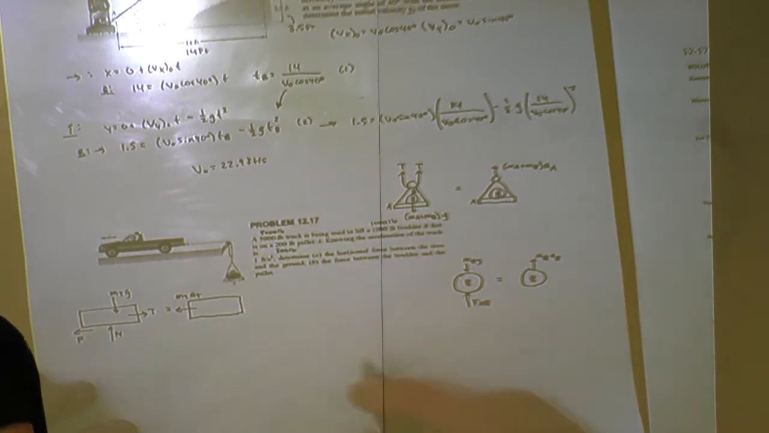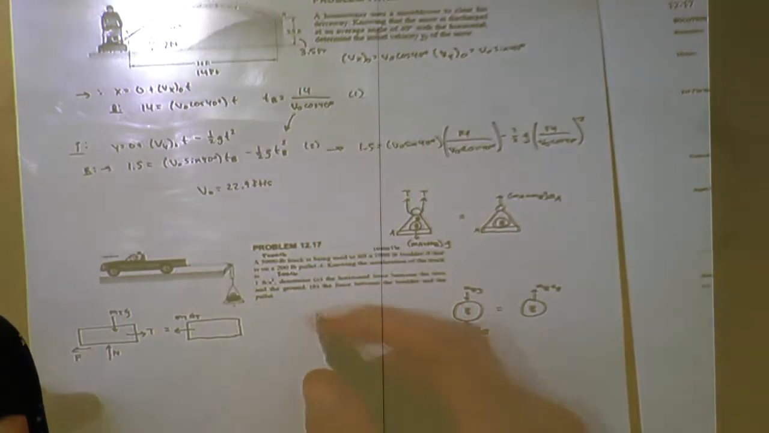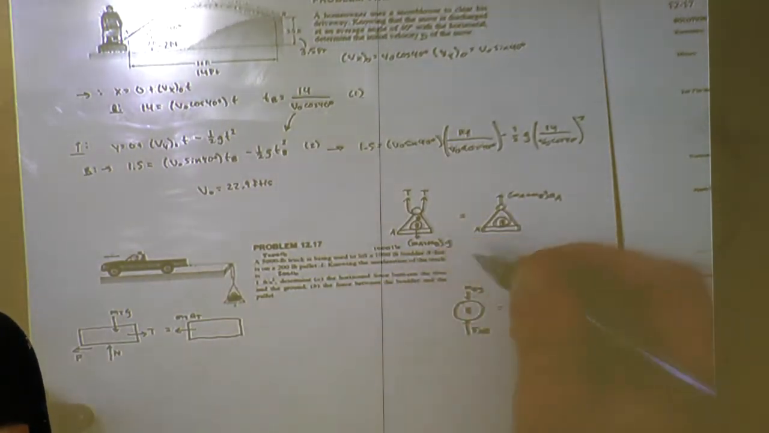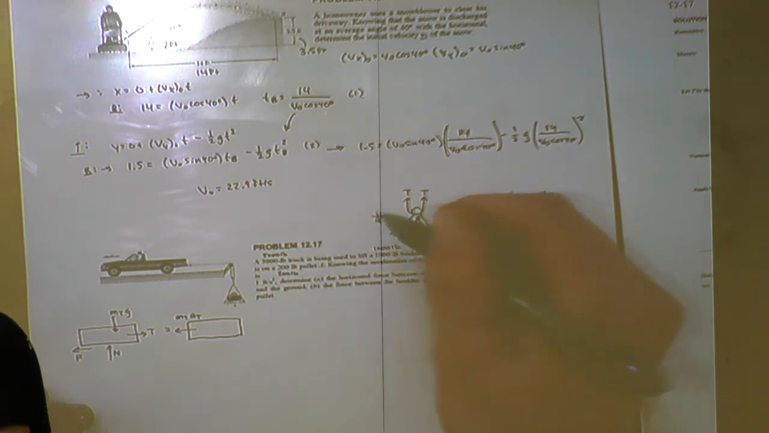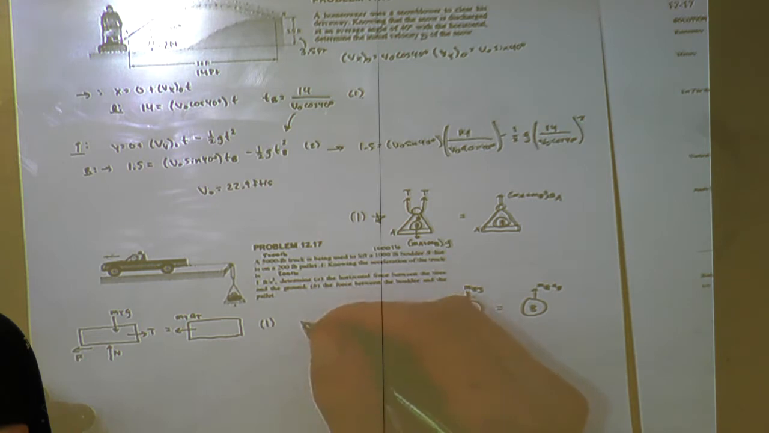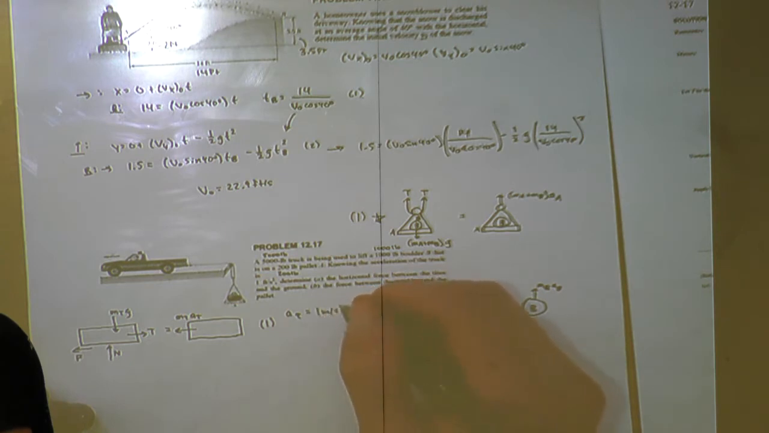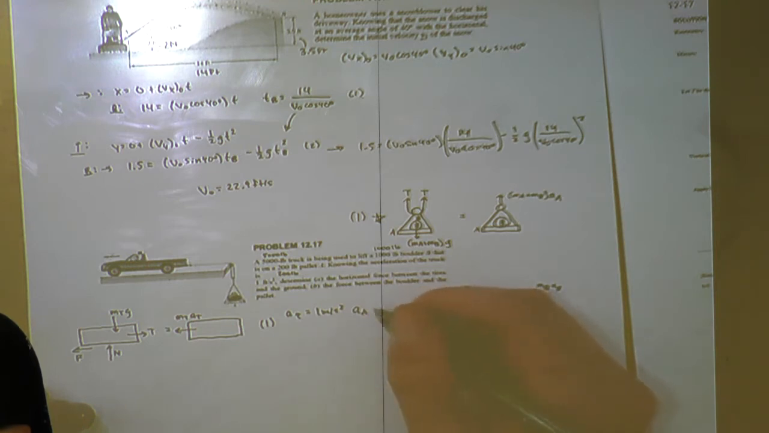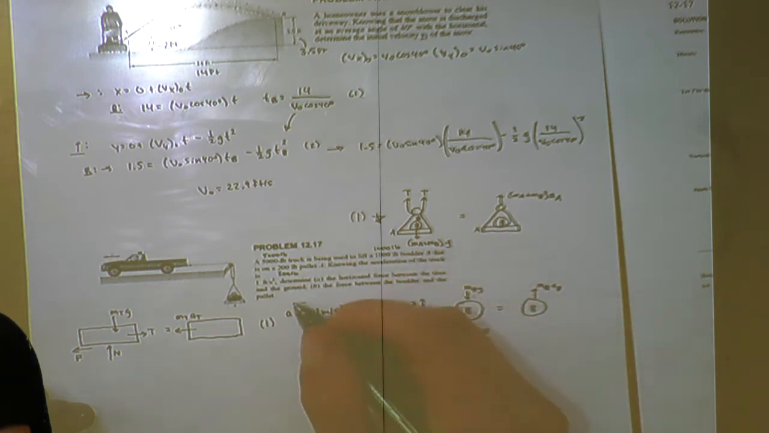All right. Chapter 12. So for this part, we're going to start with these. This is going to be 1. From this information, we have that the acceleration of the truck is 1 meter per second squared. The acceleration of the pallet is 0.5 meters per second squared up. This is to the left.